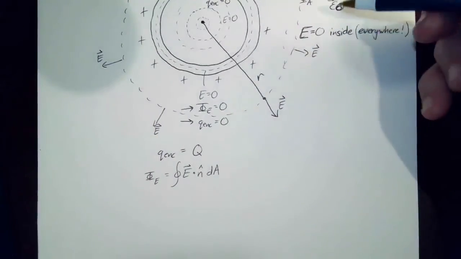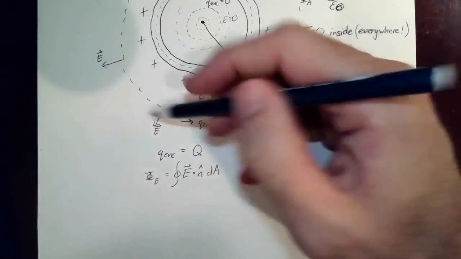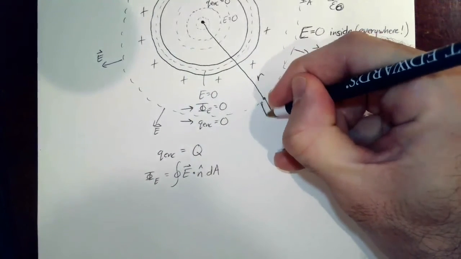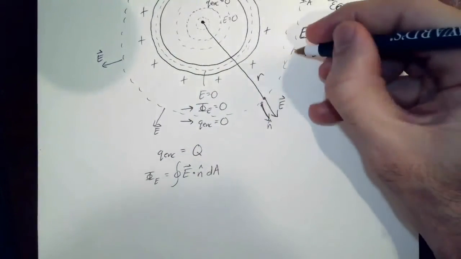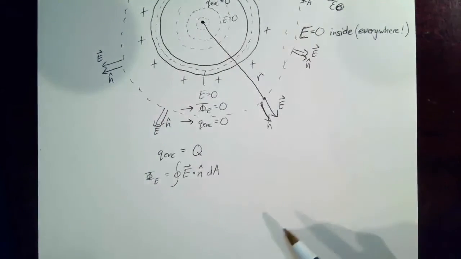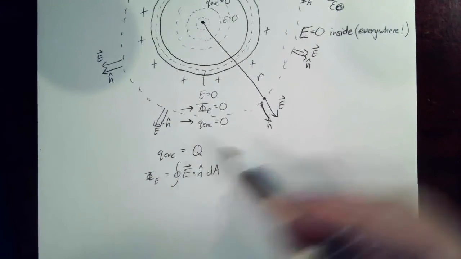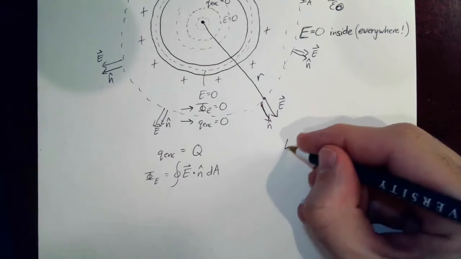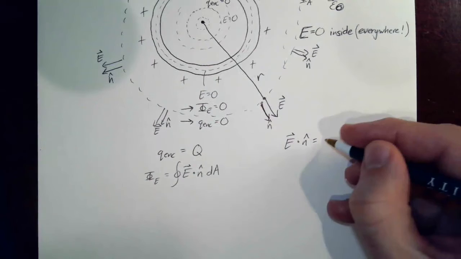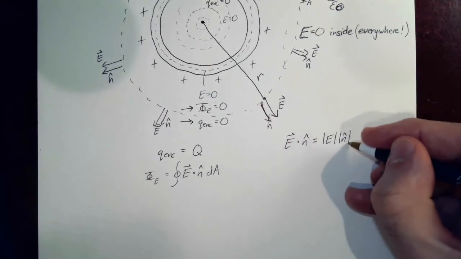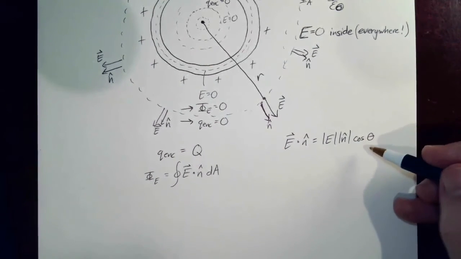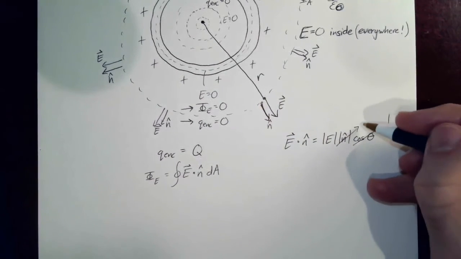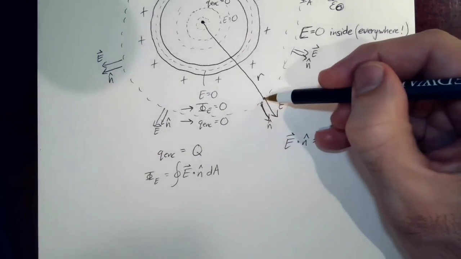And what about n hat? Well, n hat is the normal to the surface. The normal to a spherical surface is also pointing directly out, radially. So this simplifies the math quite a bit. I have E dot n. Is this going to be E, right? Because E dot n is E times n hat times cos theta. Cos theta is 1 because they're parallel, and the length of a unit vector is 1. So E dot n is just the strength of the electric field.